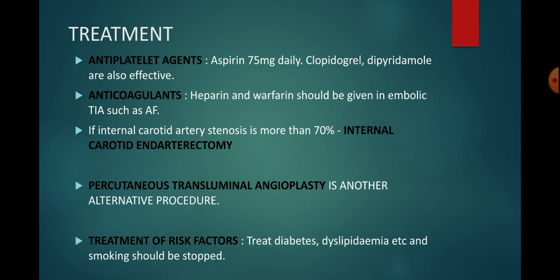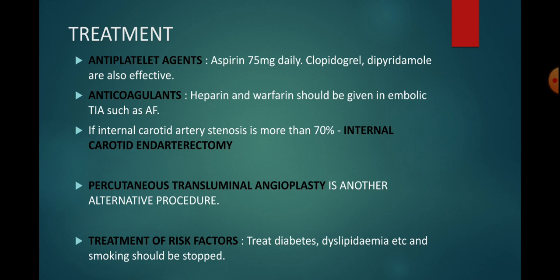And if internal carotid artery stenosis is more than 70%, you go for an internal carotid endarterectomy. Another alternative procedure is percutaneous transluminal angioplasty, which means with the help of a flexible plastic tube you will open up clogged or blocked arteries.